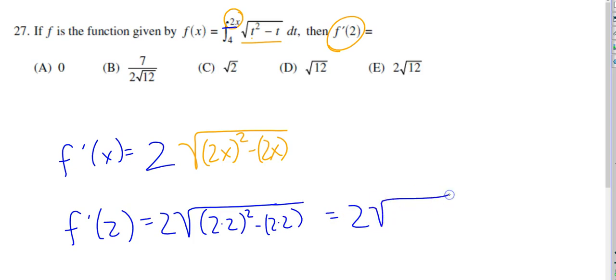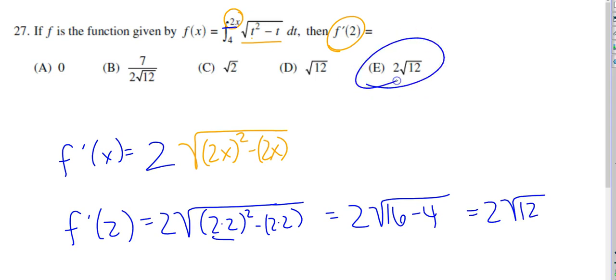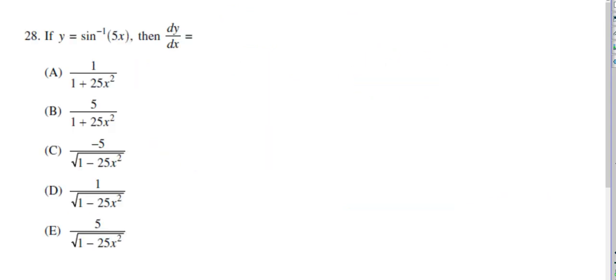All right, so I've got 2 times the square root. Let's see, 2 times 2 is 4. 4 squared is 16, and then I've got another minus 4 there. So we have 2 times the square root of 12, which I do see as an option. Excellent. Question 28, inverse sine of 5x.